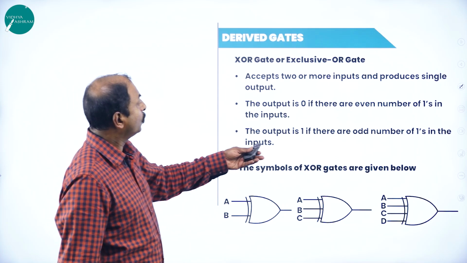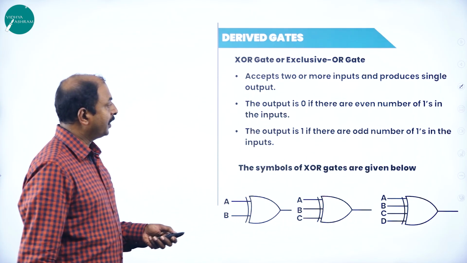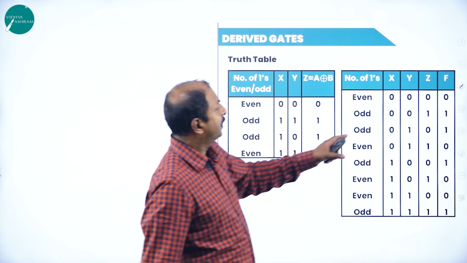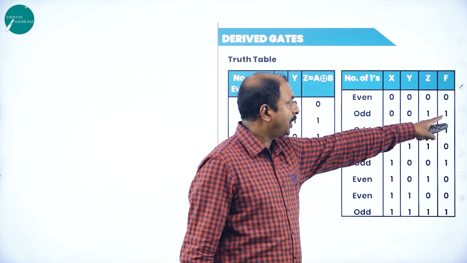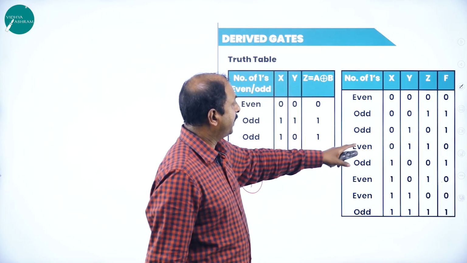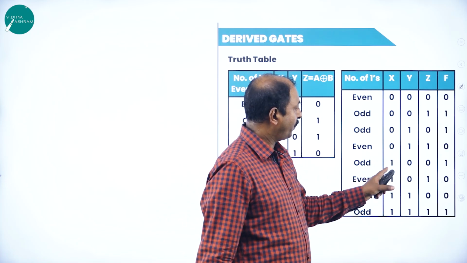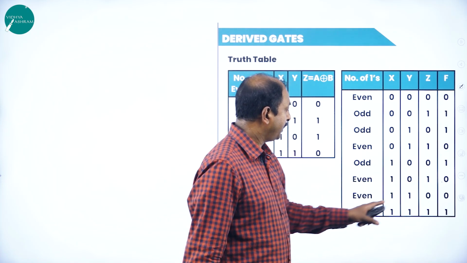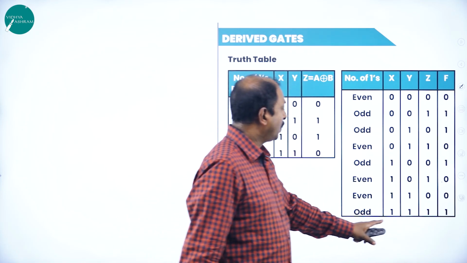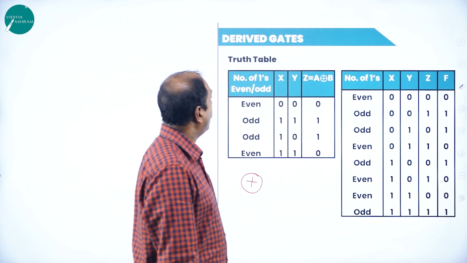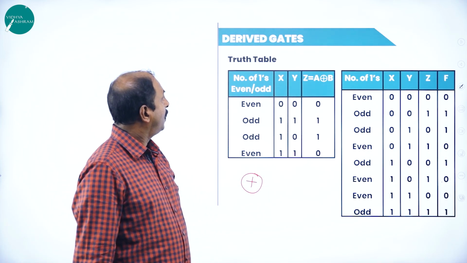Similarly, look at now, output is 1 if there are an odd number of 1s. If you look into this example, there is 1, an odd number, so output is 1. Similarly, odd number of 1s, output 1. And here, odd number of 1s, and here again odd, there are 3 here. So 3 is an odd number, so output would be 1. So this is how we write the truth table for the exclusive OR gate.